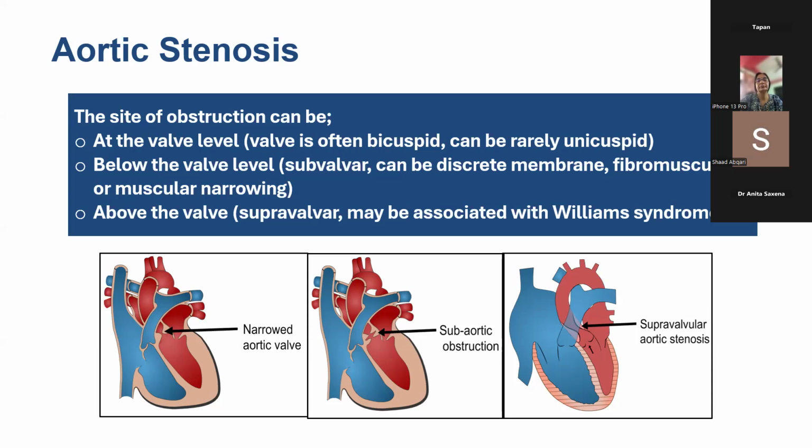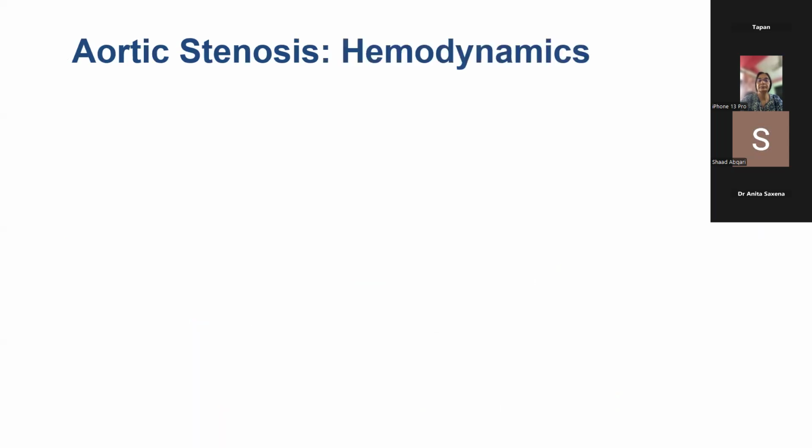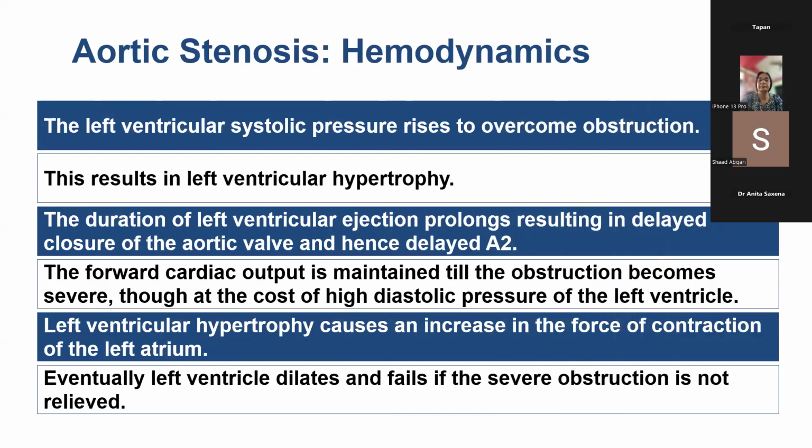It could be subvalvular, which could be because of a discrete membrane, or it could be muscular narrowing, like you have in infundibular stenosis on the right side, or it could be supravalvular, which is again associated with a specific syndrome called Williams syndrome. So hemodynamics would be the same. The left ventricular systolic pressure has to rise to overcome obstruction. And when there is increase in pressure, obviously there is left ventricular hypertrophy.